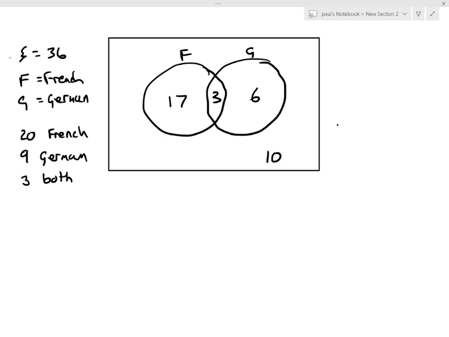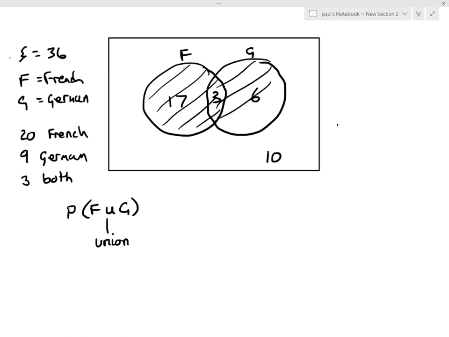So what's the probability of F union G? Now this is the union, which means all the F's and all the G's. So it's everybody, not that bit in the middle. It's everybody. So that's 26, French or German. So that's 26 out of 36.